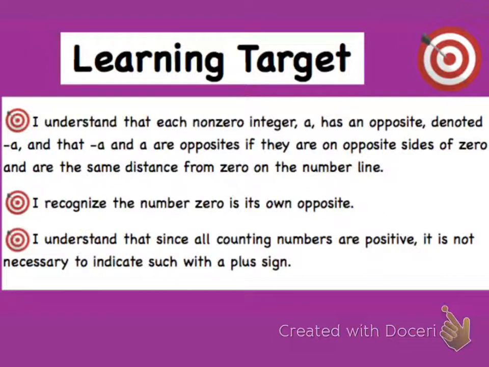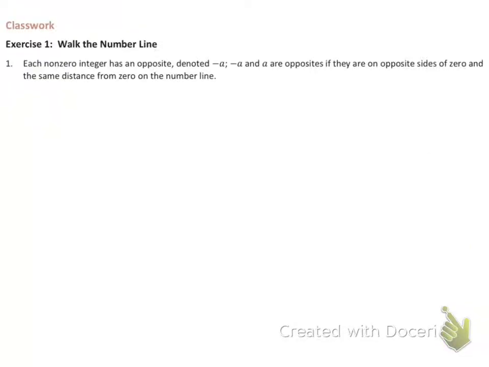It's its own opposite. I understand that since all counting numbers are positive, it is not necessary to indicate such with a plus sign. So just like we were talking about, if we're talking about a negative number, you put a negative sign, but when it's a positive number, you do not put a plus sign.